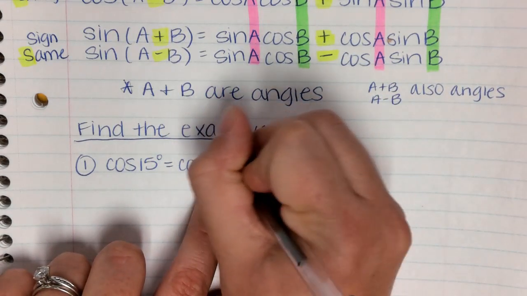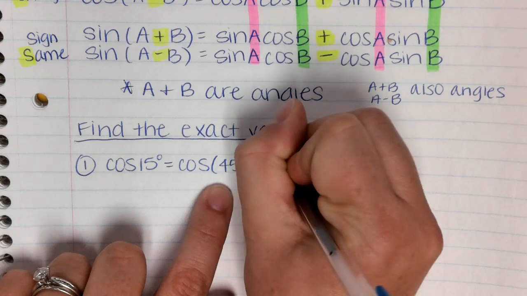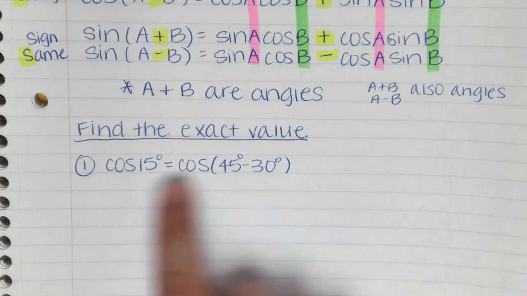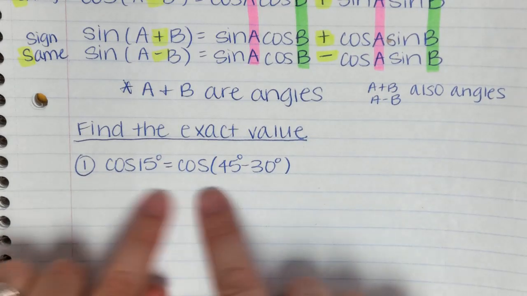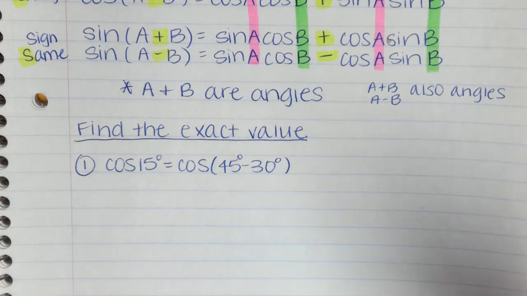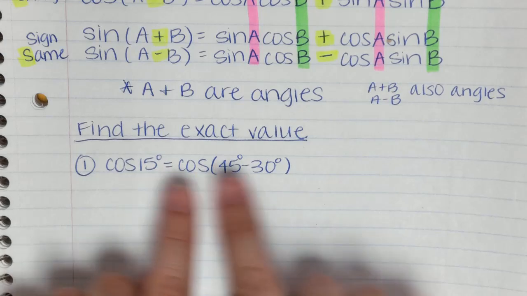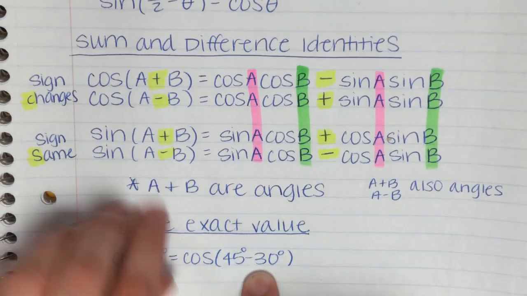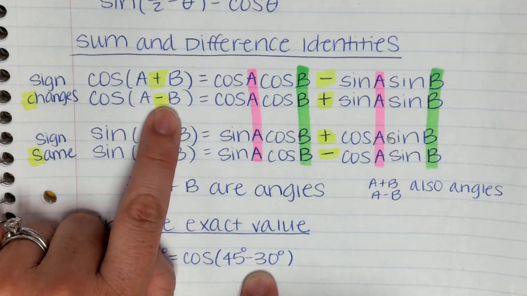Okay, so essentially what we're doing is we're rewriting this as a sum or a difference, in this case the difference of 2 angles that are on the unit circle. So 45 and 30 are both on the unit circle, and the difference of 45 minus 30 is 15. Does everyone agree that these 2 things are equivalent? Yes. Okay. Now that we pulled that 15 apart and written that as a difference, we know how to find the cosine of the difference of 2 angles.